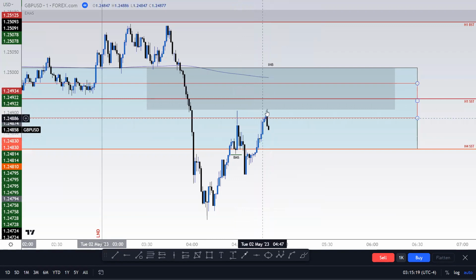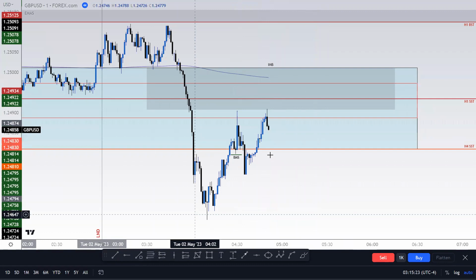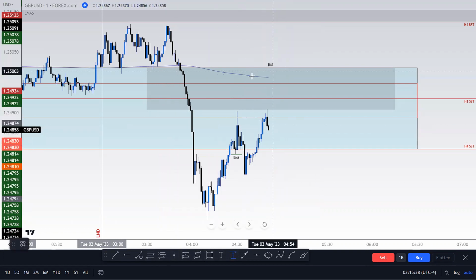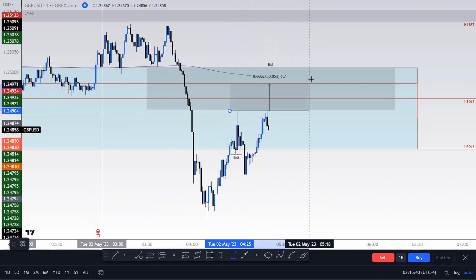But considering price purged the recent high and traded back into the range, the best way to enter this is either a market execution, so the moment price trades back into the range, you can enter with a market order, or you could enter with a pending order, right? But ideally, you want to enter somewhere in this area. Stop loss going 5 pips above the high.